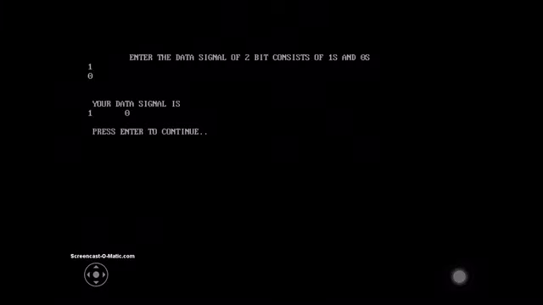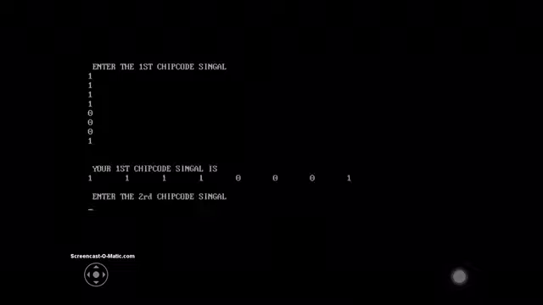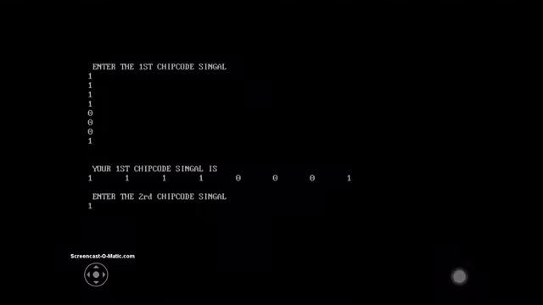So first of all, we would be entering the data signal, which is of 2 bytes, so 1 and 0. This is our data signal. Further, I'm pressing enter to continue. So this is our chip code 1. Chip code 1 is of 8 bits, so this is 11110, further would be 1, right? This is our chip code 1. Entering the chip code 2 would be 101011, 0, yeah, and likewise.